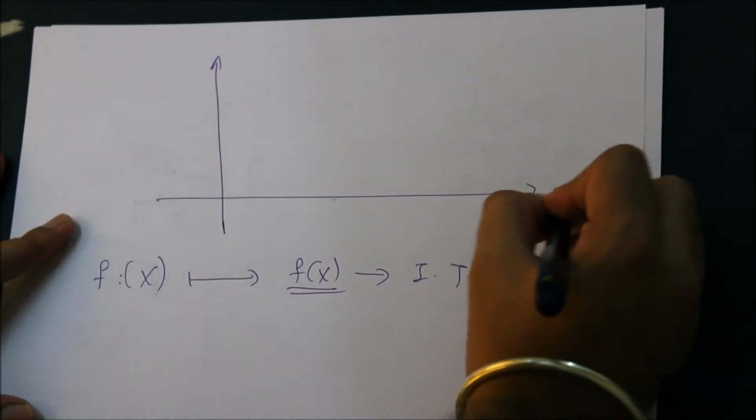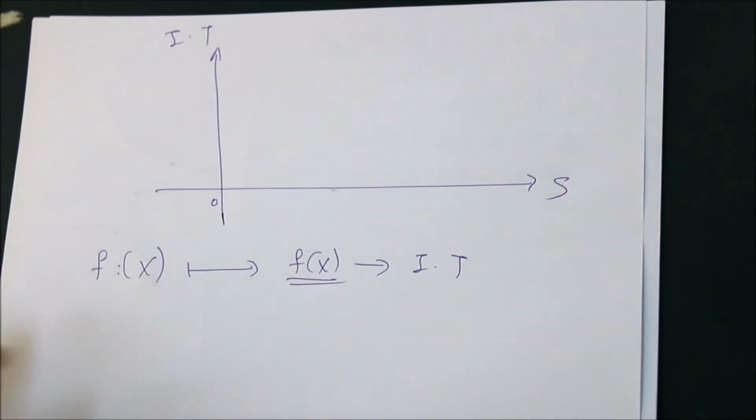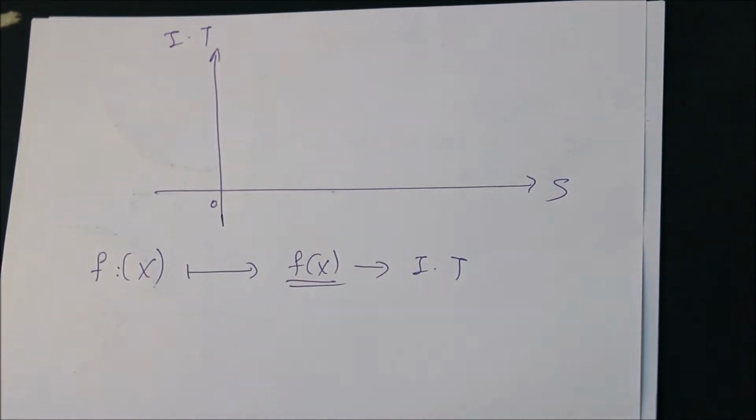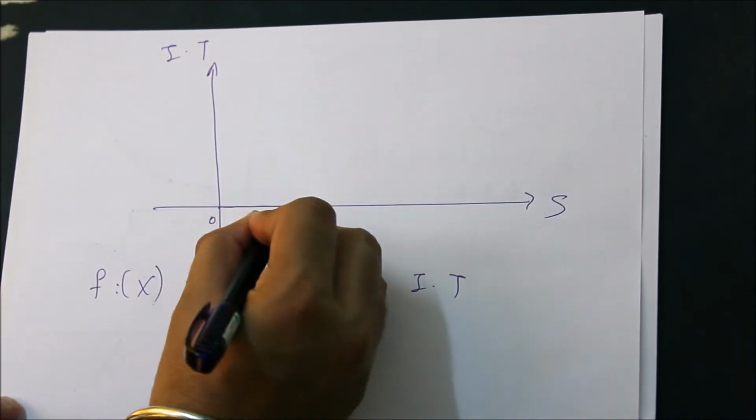If this is my salary and this is my income tax, then as per the Indian income tax system, from 0 to 2.5 you don't pay any tax, right? That means the tax is 0.